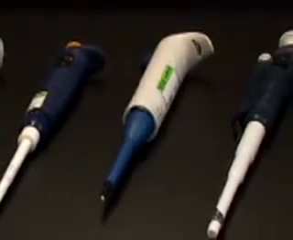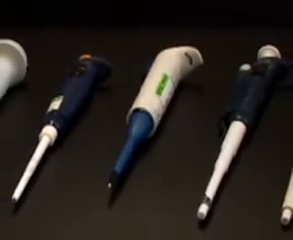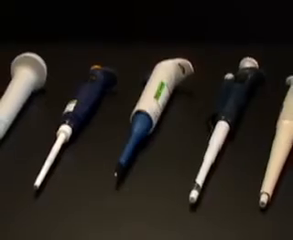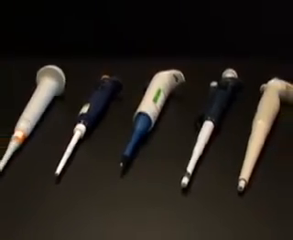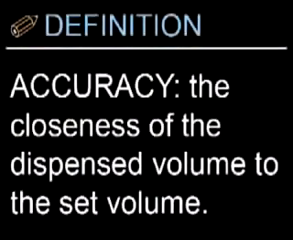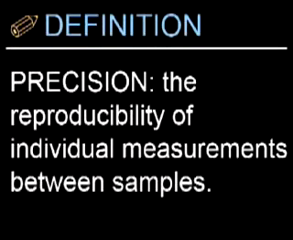As shown, a variety of automatic pipettes exist. This video will demonstrate automatic pipetting technique using the PipetteMan. Using good technique will ensure accuracy, which is defined as the closeness of the dispensed volume to the set volume, and precision, which is defined as the reproducibility of individual measurements between your samples.